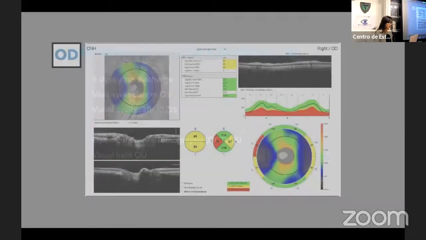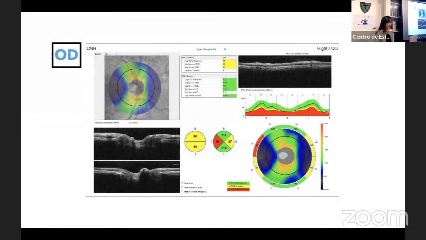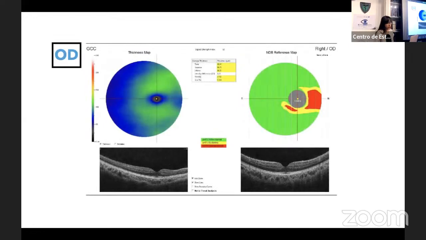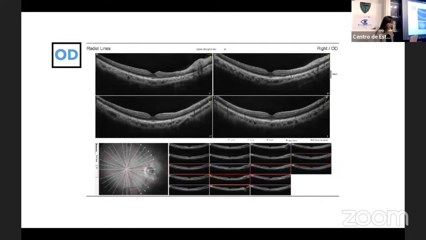So here we can see the OCT of the right eye. We can see temporal and nasal retinal fiber loss, and a papillomacular bundle loss also in the right eye. Here we can see these radial lines showing the posterior pole with normal curvature.